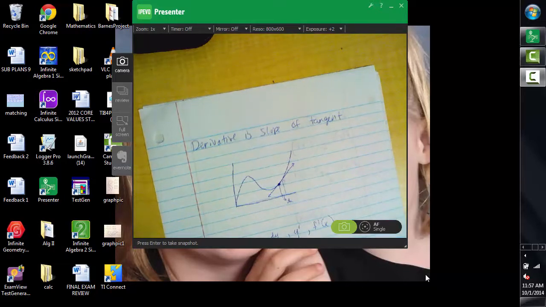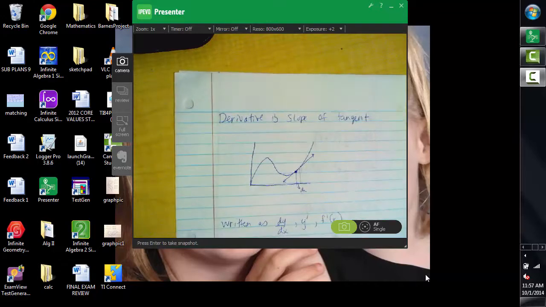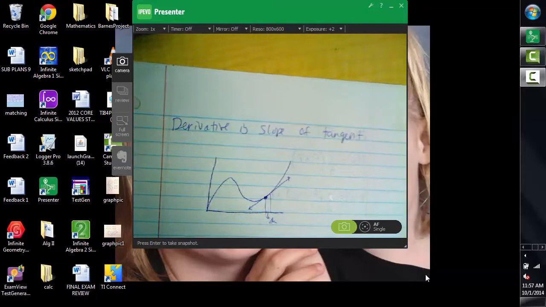Okay, this might be the most important lesson we've had this year. You've heard the word derivative a lot when it comes to calculus, and this is what it's all about.